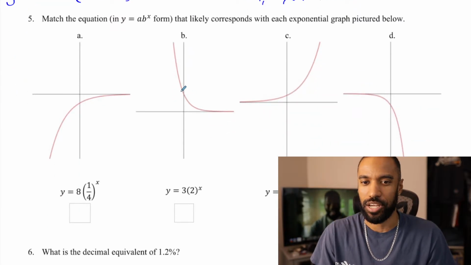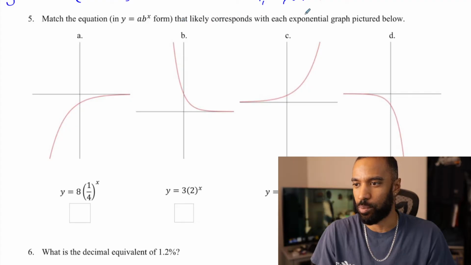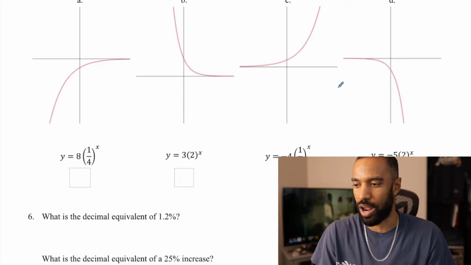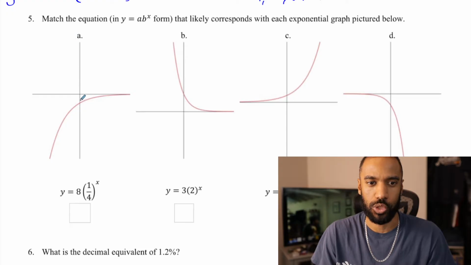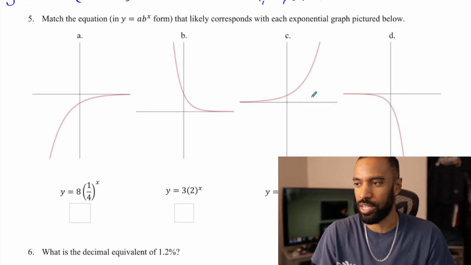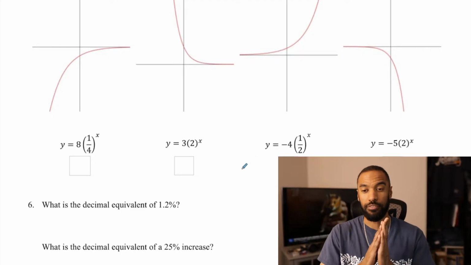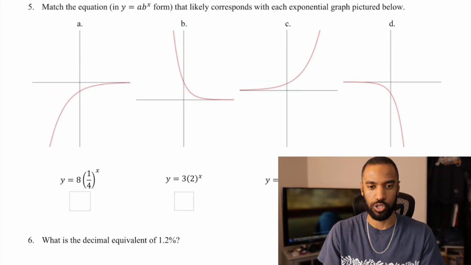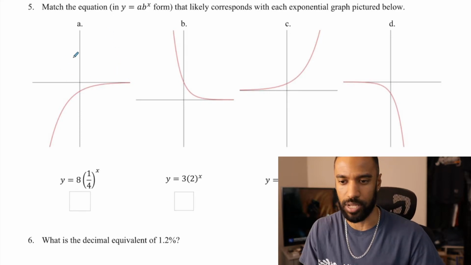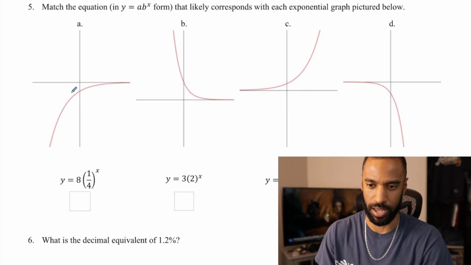Okay, number 5, match the equation in y equals a b to the x form that likely corresponds with each exponential graph pictured below. So here, this is graph A, graph B, graph C, and graph D. And my picture's kind of in the way, but here are 4 equations. Each of these 4 graphs represents something in particular.